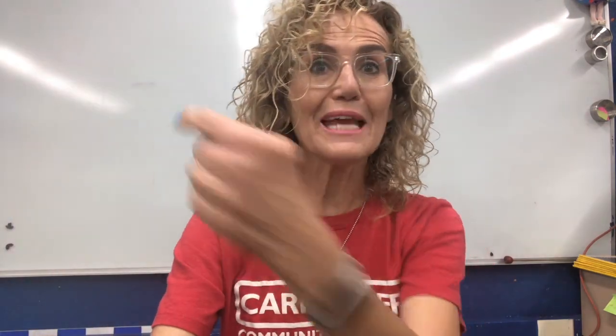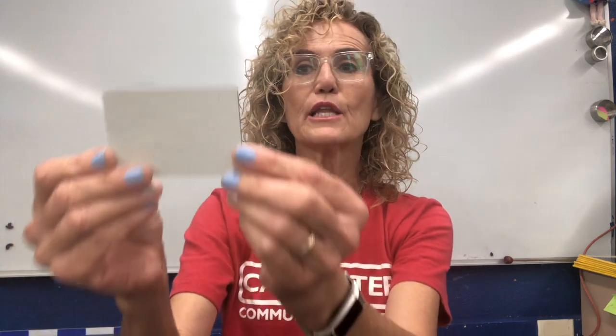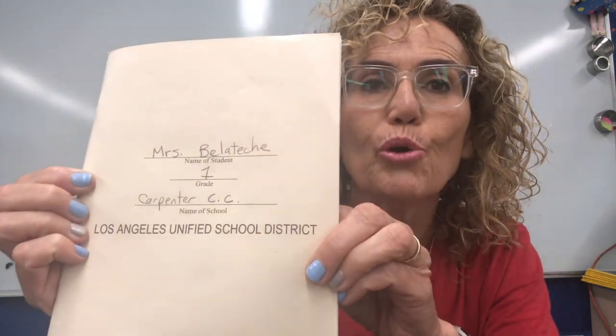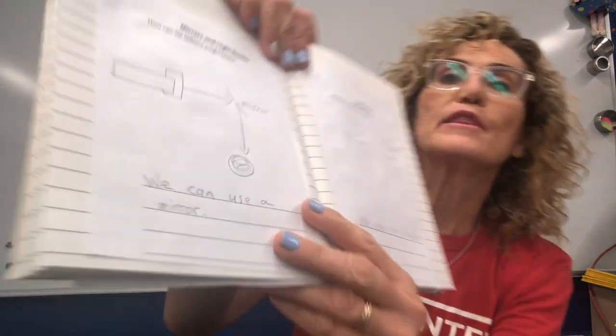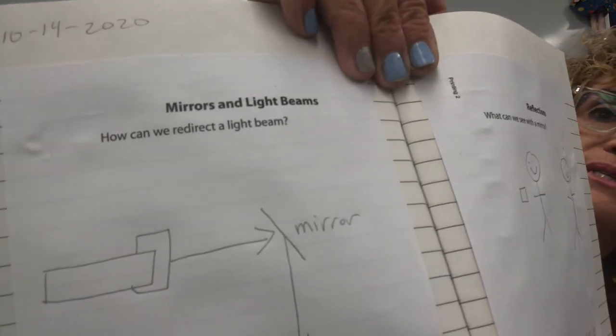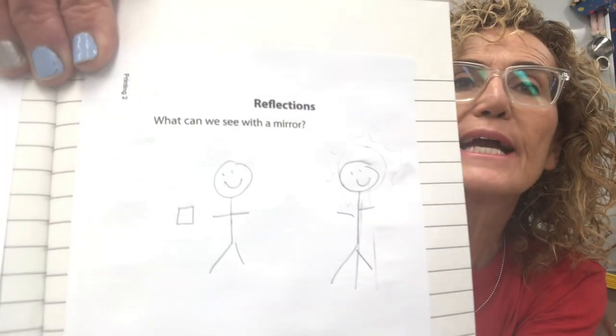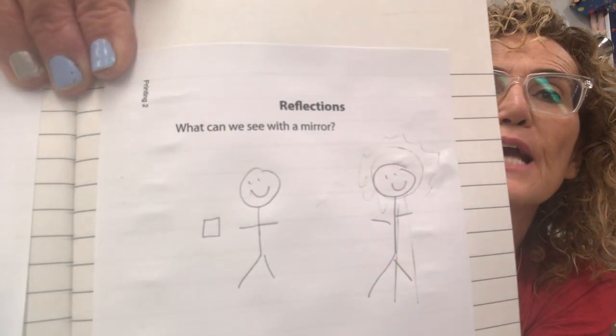Now, I can also see things that are behind me. Use your mirror and look behind you. Boys and girls, please get out your science notebook, and you're going to glue 2 pages into it. The first one says mirrors and light beams, and the second one says reflections. So please glue both of those into your science notebook.